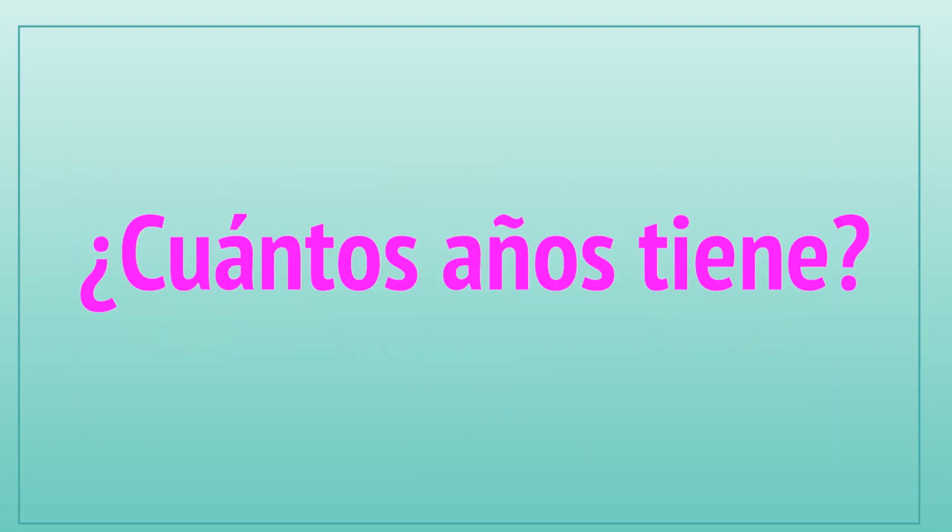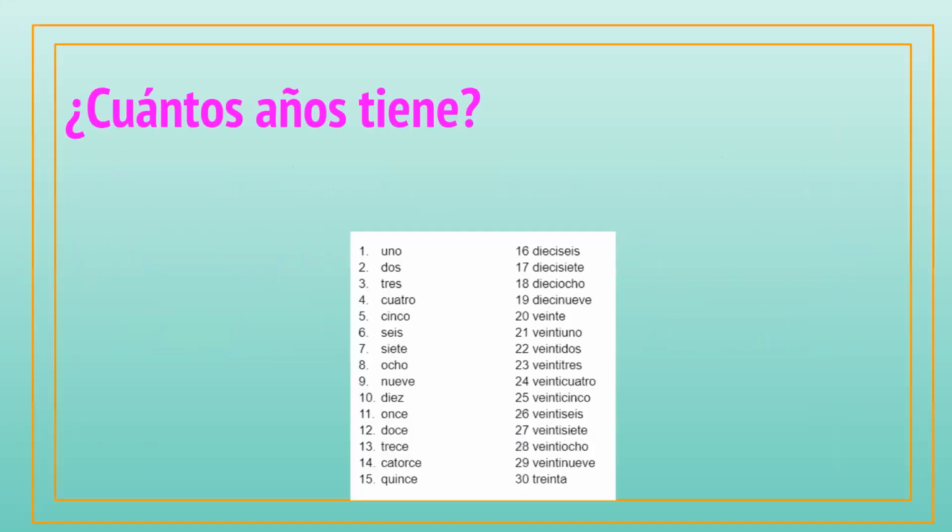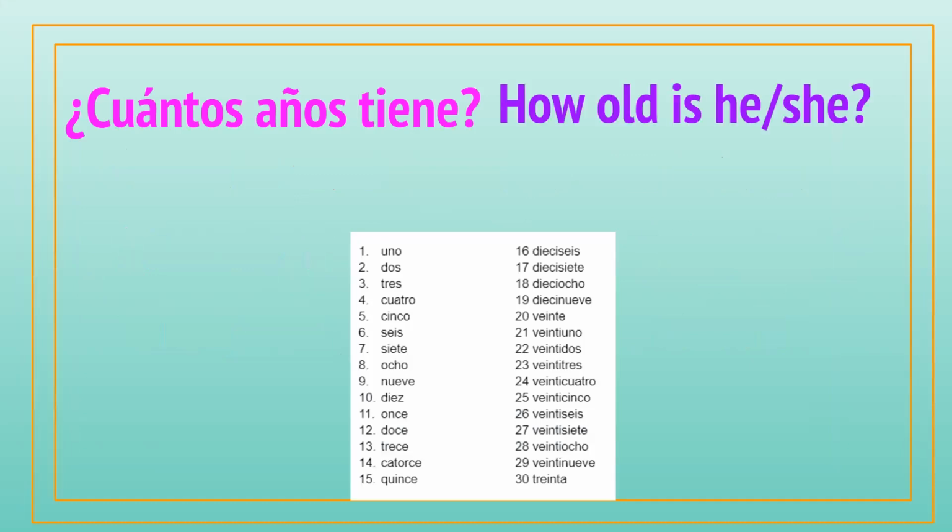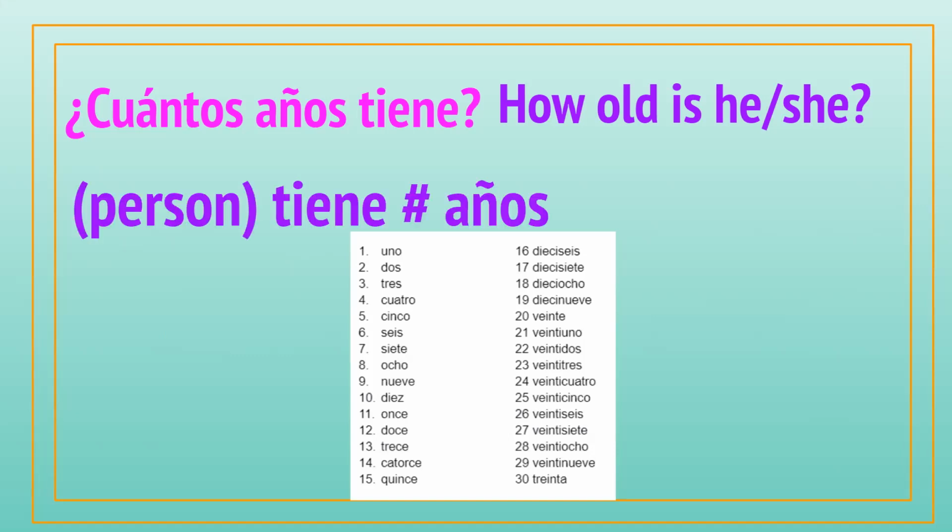To ask how old someone else is, you would use the phrase, ¿Cuántos años tiene? ¿Cuántos años tiene means, how old is he or she? Or you can specify the person's name by putting, ¿Cuántos años tiene Mark? ¿Cuántos años tiene Nina? ¿Cuántos años tiene Ricardo? To say how old that person is, you will put the person's name, tiene, their age, and then años, which translates to, loosely again, he or she is blank years old, and you insert the number of whatever age they are.